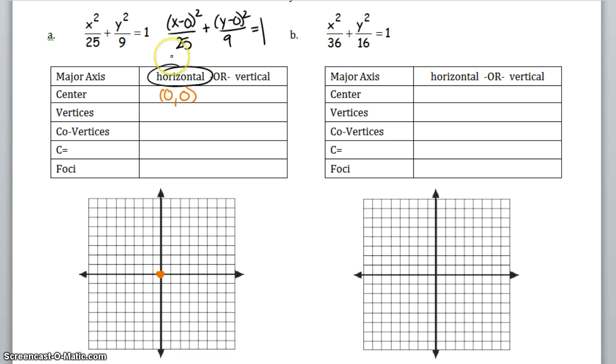Next, we again need to take the square root of 25 to get an a value of 5. And so what that means, since again we're horizontal, is I want to move from my center horizontally, left and right, 5 units. Then I just name these in my chart. Next, I want to look at the co-vertices. Here, I'm going to take the square root of 9, the smaller denominator, which gives me a value of 3. I want to move the other direction then 3 units. So up and down, vertically.